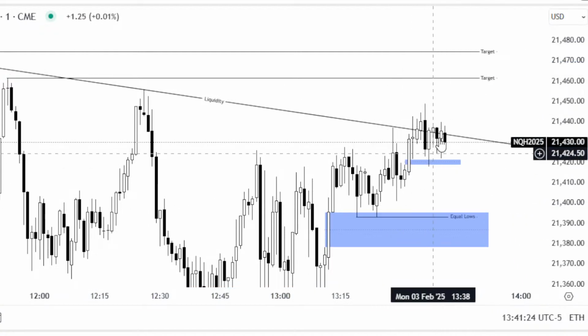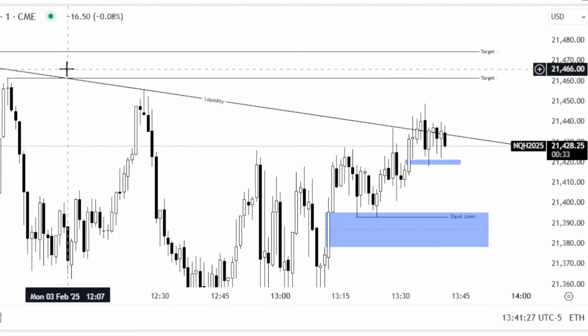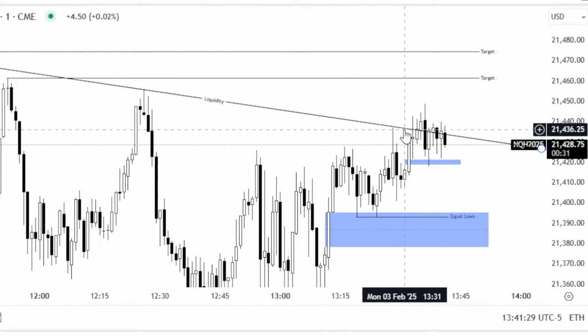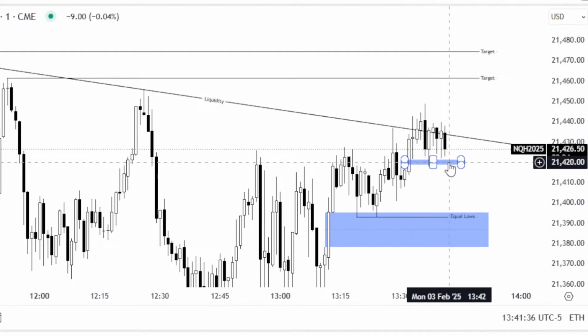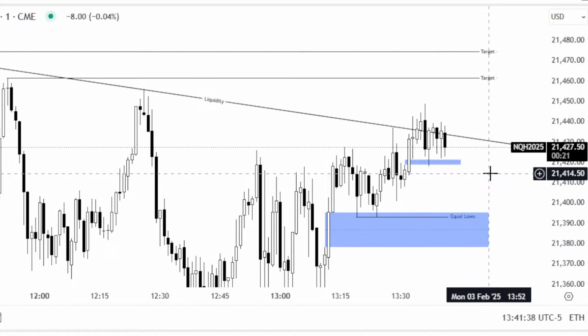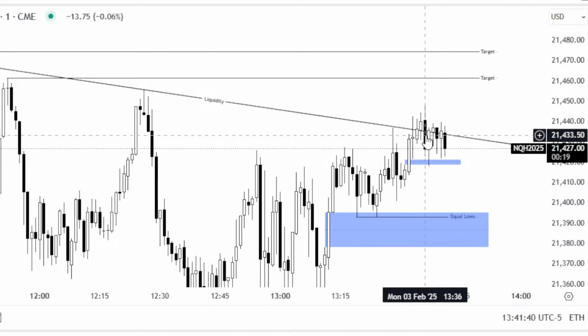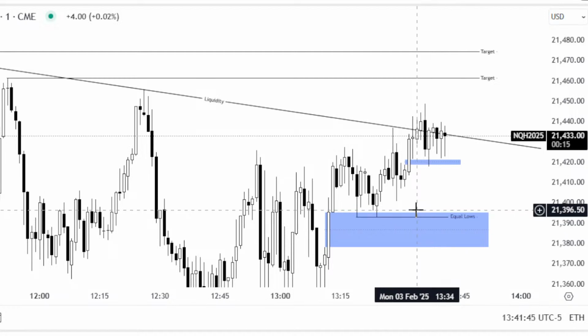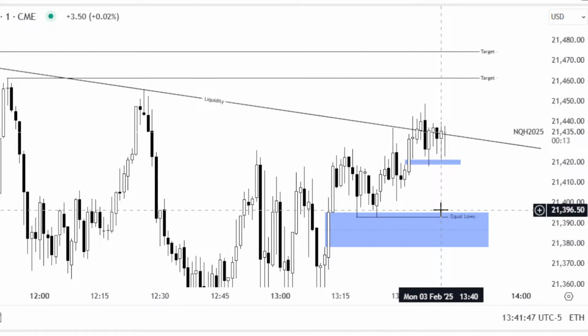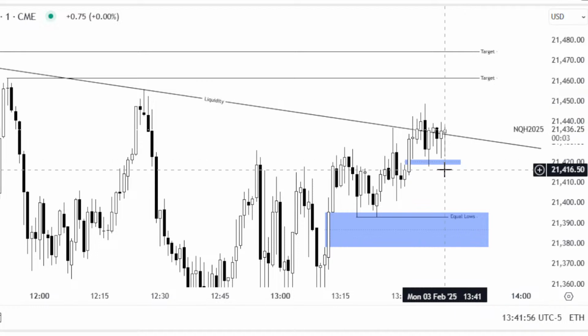So our price is just going sideways. We want to see something happen at this fair value gap. This is not going to be an A plus, if it inverts, to short it down to these equal lows. And momentum still looks strong to push price actually to those targets first.